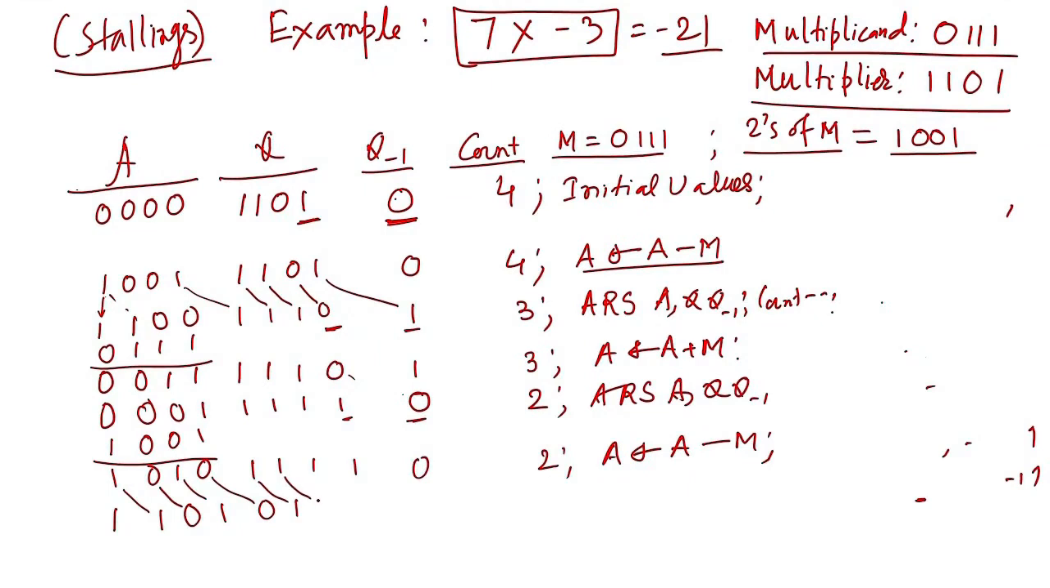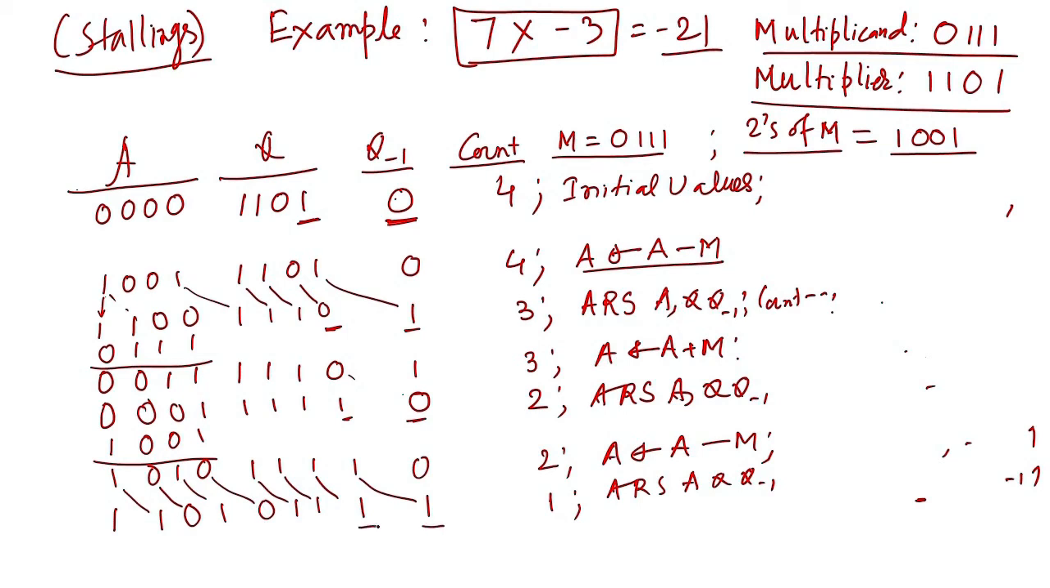Then what next? Again you have to do the arithmetic right shift. So, this one will come here, this 0 will come here, this 1 will come here. So, here we did the arithmetic right shift of A Q Q minus 1. The counter is still 1 because it is 4 bit, so we have to perform the 4 cycles. So, then this is 1, this is 1.